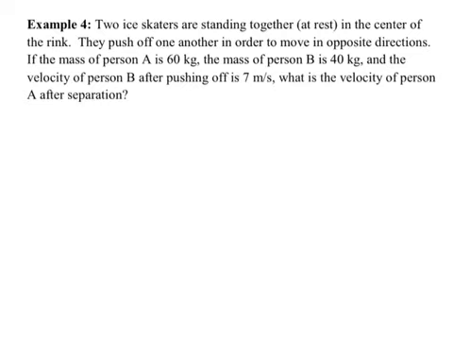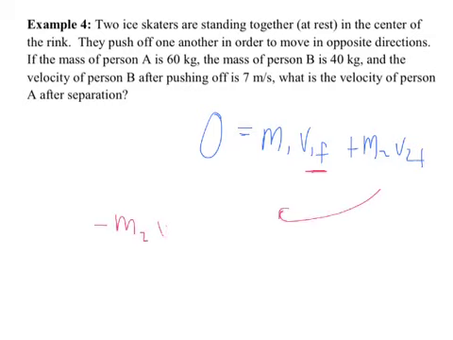They're standing together in the center of the ice rink, so they're not moving. So the momentum of the system initially is going to be 0. And this is equal to the momentum of the system afterward, m1 v1f plus m2 v2f. I'm using 2 and 1 instead of A and B, same difference here. We are trying to figure out the velocity of person A, we could say v1f, afterward. So let's move this over by subtraction: negative m2 v2f equals m1 v1f, and divide by m1 on both sides. Dividing by m1 gets rid of this m1, and v1f is equal to negative m2 v2f over m1.